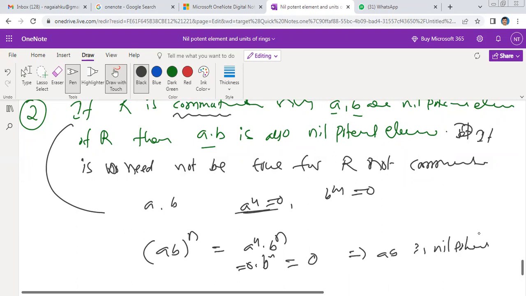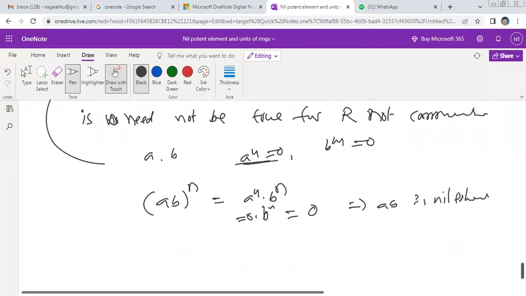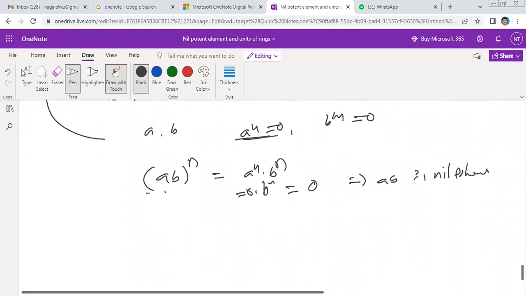Now, is commutativity needed here? Why did I mention that commutativity is necessary? (AB) whole power n is equal to A power n into B power n, and A power n is equal to 0, therefore AB is a nilpotent element. Notice that commutativity is used here. It need not be true if R is not commutative. Let's see what happens.